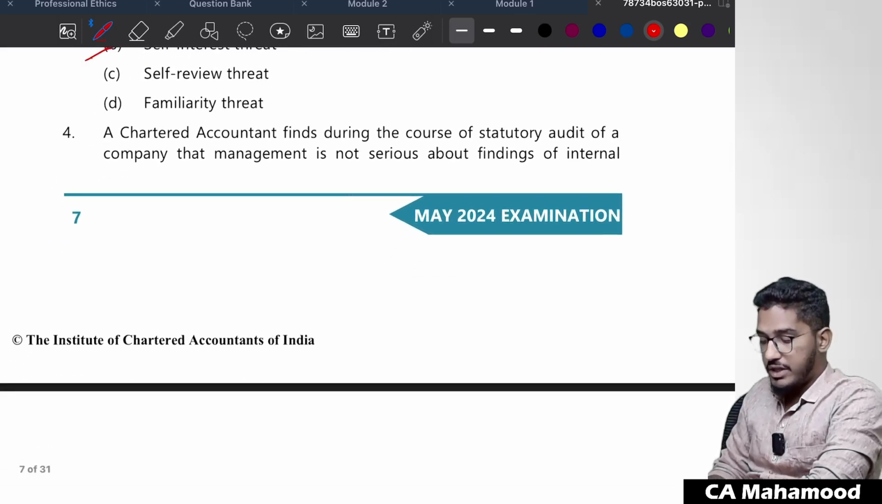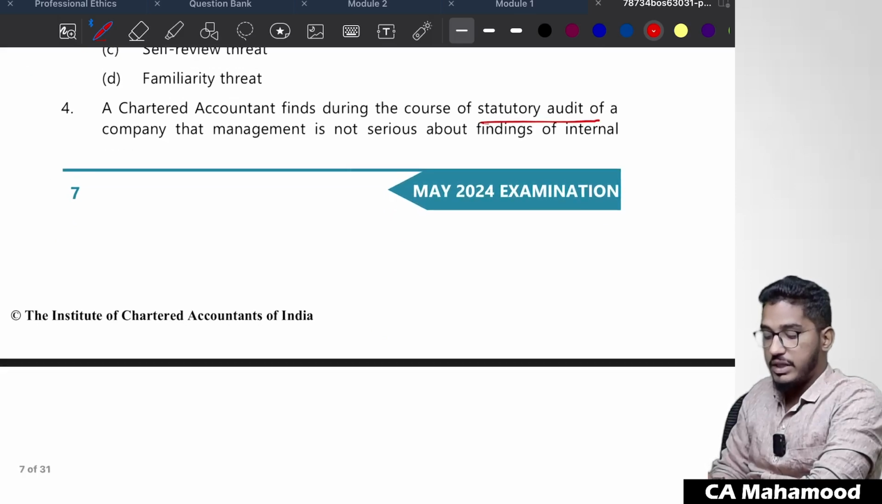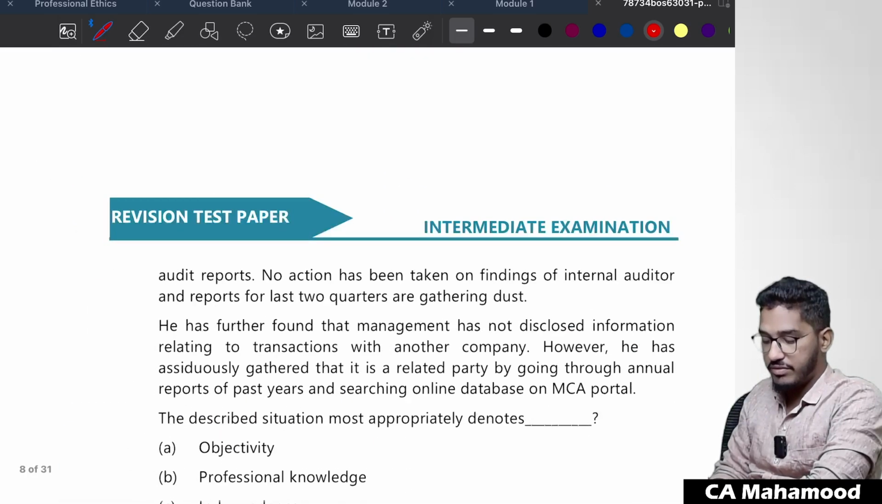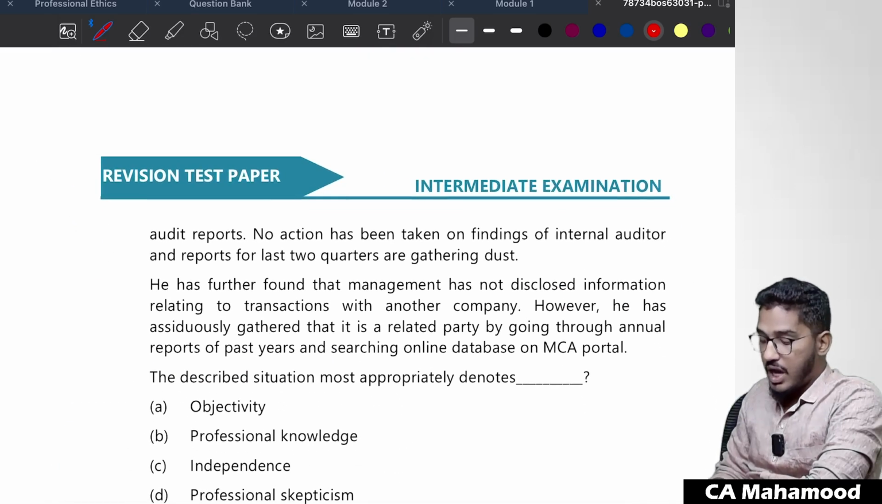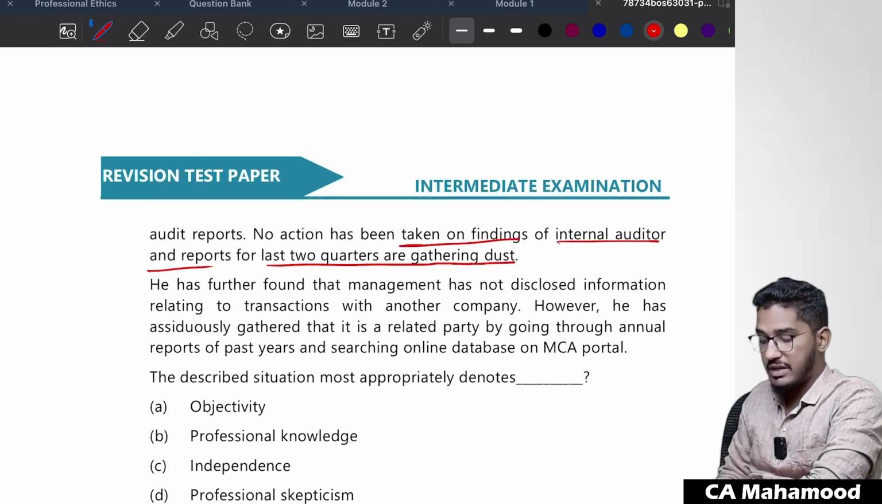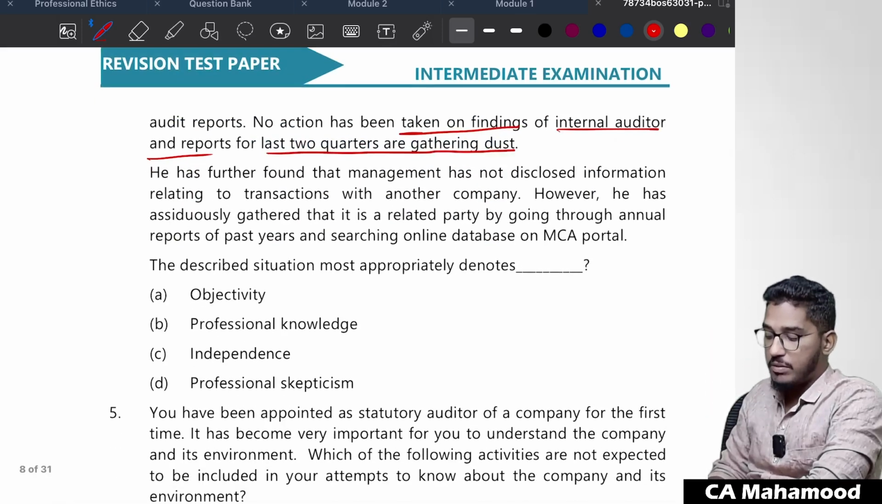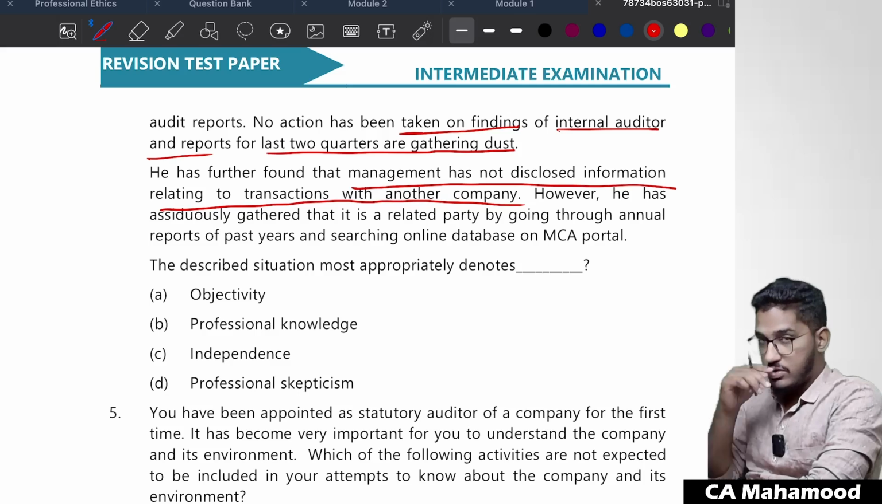A chartered accountant finds during the course of statutory audit of a company that management is not serious about the findings of the internal audit reports. No action has been taken on the findings of the internal auditor reports for the last 2 quarters; they are gathering dust. So the internal auditor has given some observations, but management is not taking any actions. He has further found that management has not disclosed information relating to transactions with another company. So management is also not providing the required information.